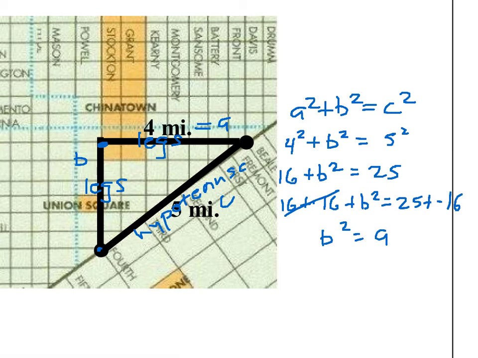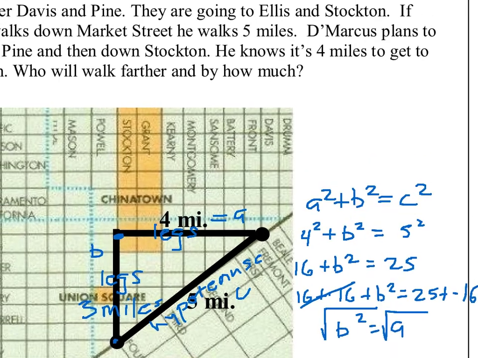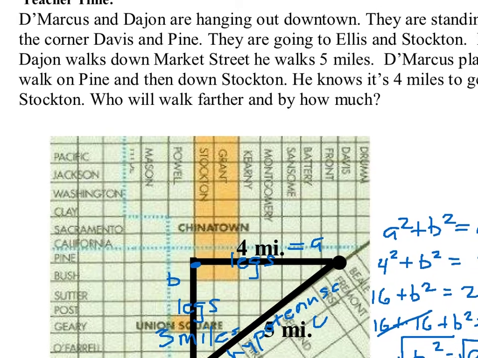So what do I need to find b, Esteban? What's my last step here to solve this? Yeah, take the square root of both sides. B equals 3. So this is 3 miles north. Now, if I go back to the original question, it says, who will walk farther?